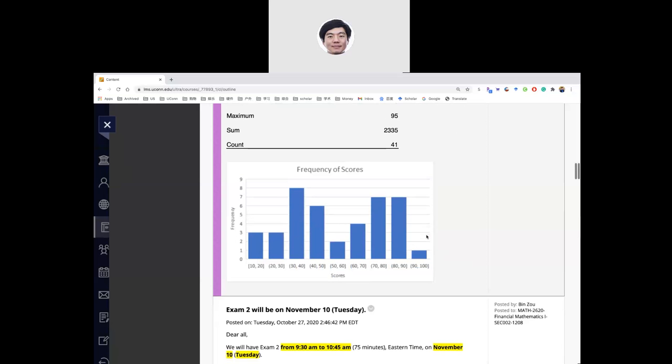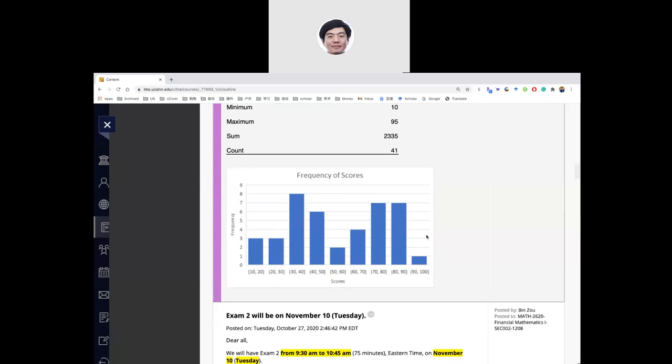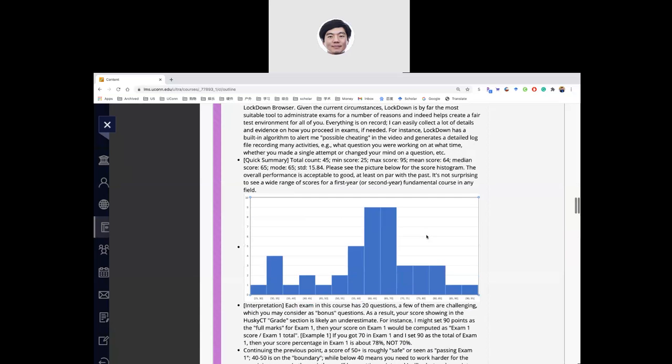It's close to exam 1. If you go to exam 1, it's here, right? The difference is for exam 1, more people are on the safe ground. The highest is between 60 and 70. That's slightly over average probably.